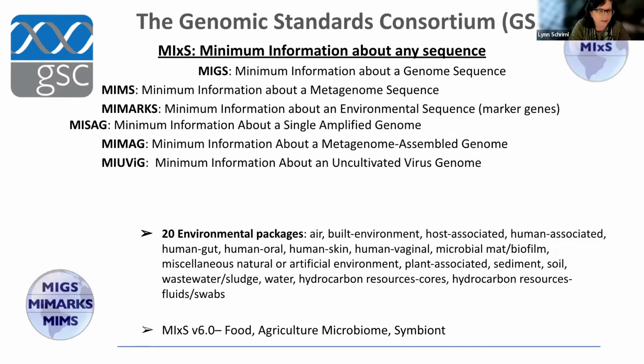One example is the minimum information about a metagenome assembled genome. A metagenome assembled genome is something much newer in our world of genome science. But as this work has evolved, we continue to develop these standards. And also at the bottom of the slide, you're seeing the various environmental packages.